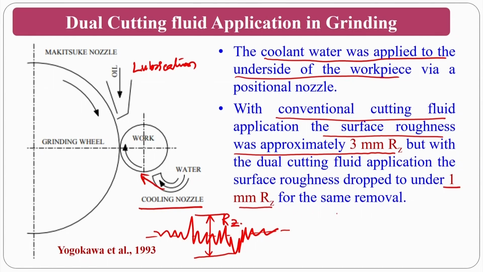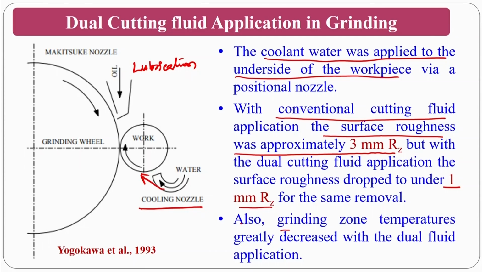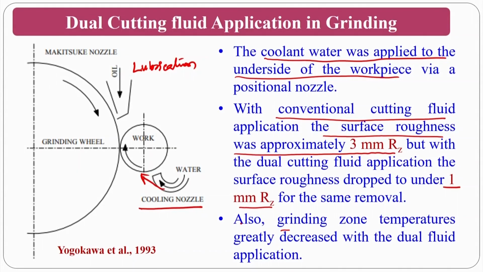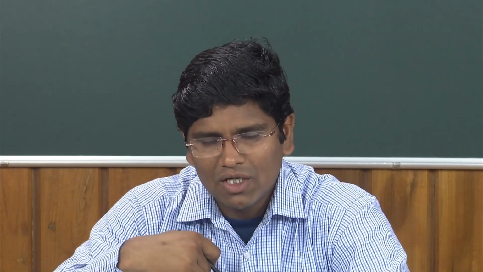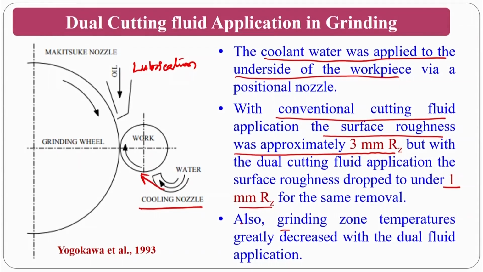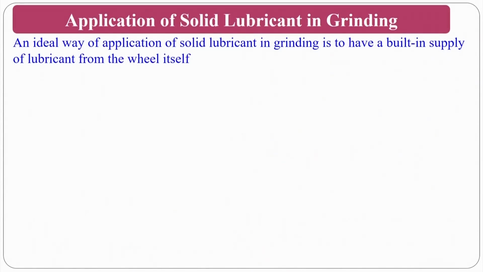Also, grinding zone temperatures are greatly decreased with the dual cutting fluid. That means the author has used dual fluids, one oil and one water, and the temperatures also came down. So if the temperatures are coming down, what will happen? You will get good surface metallurgy.